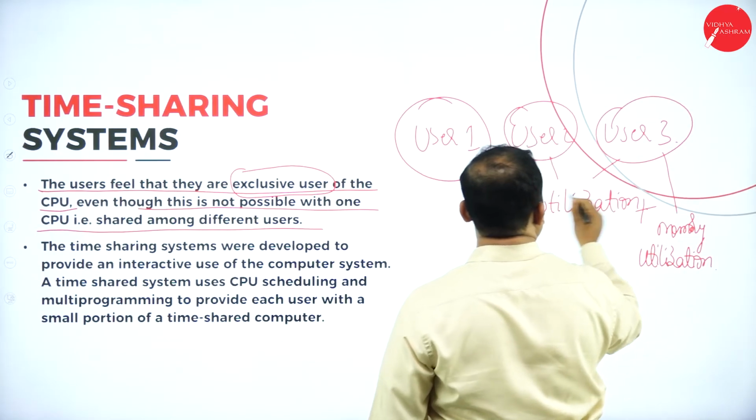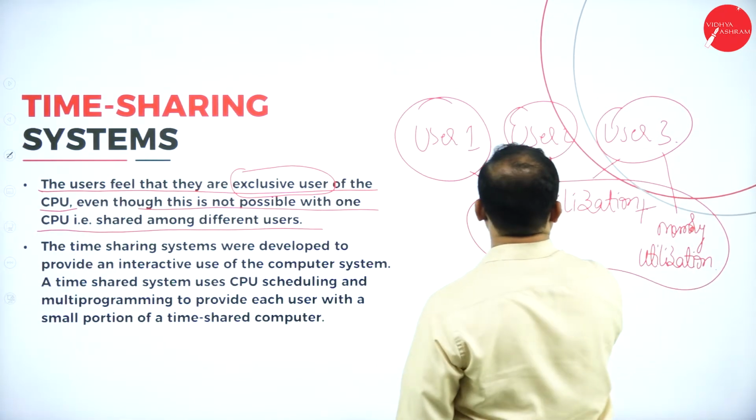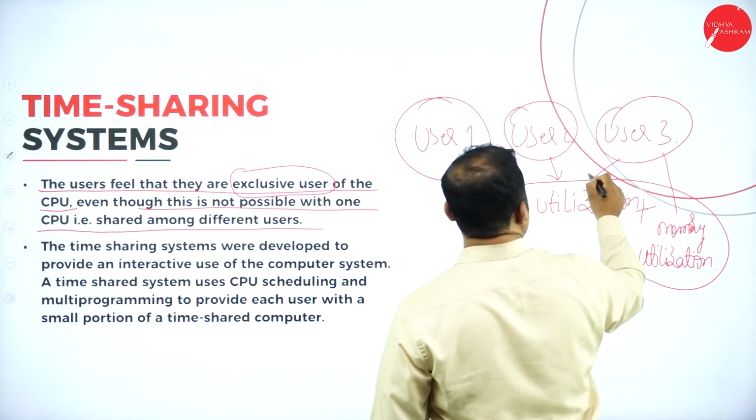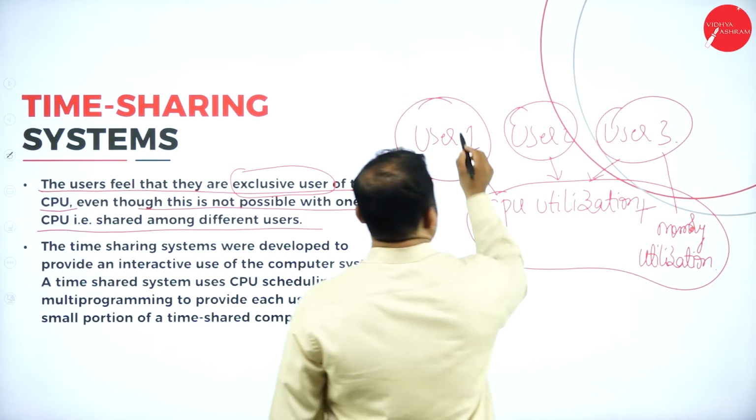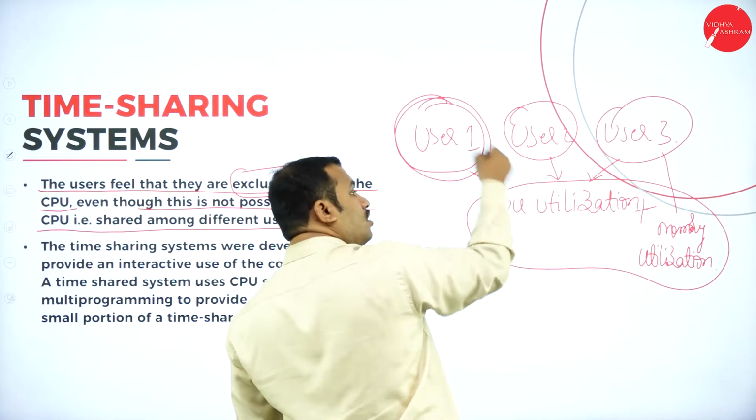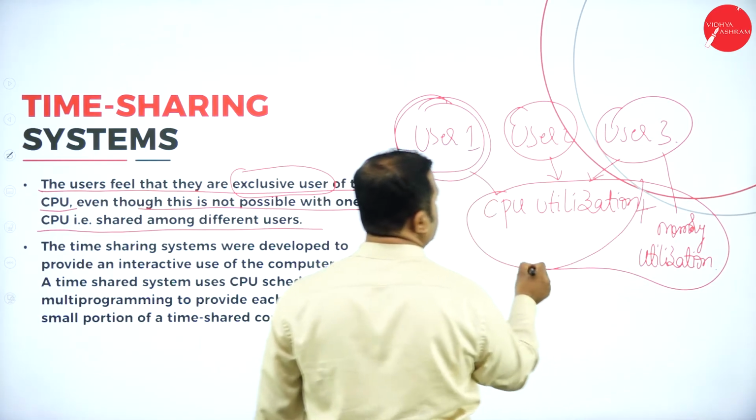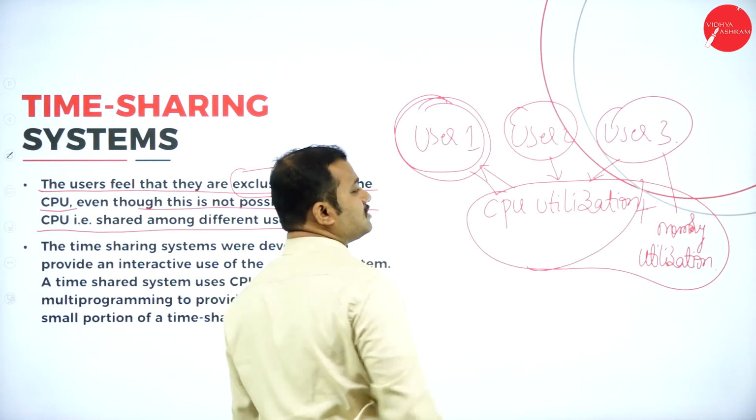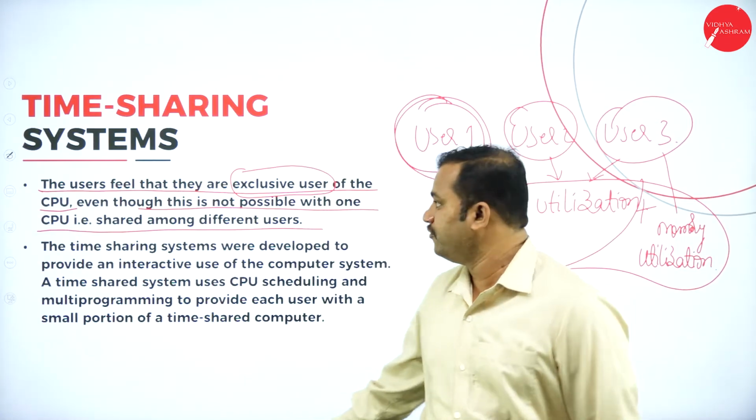So we need both CPU as well as memory utilization to be completed for user 2 and user 1. This person, that is user 1, wants only CPU utilization exclusively. That is the reason I am calling this the word exclusive.